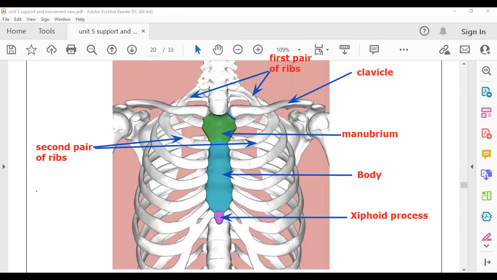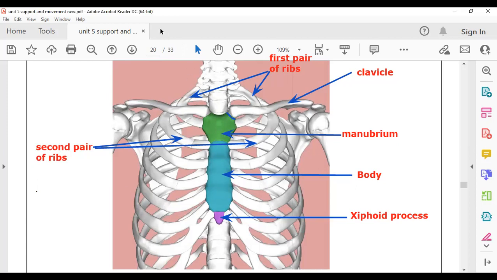How many pairs of ribs are articulating with the manubrium? 2 pairs. That way, a point has been given to you.